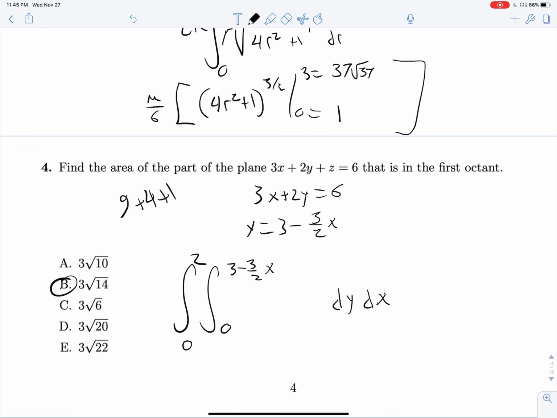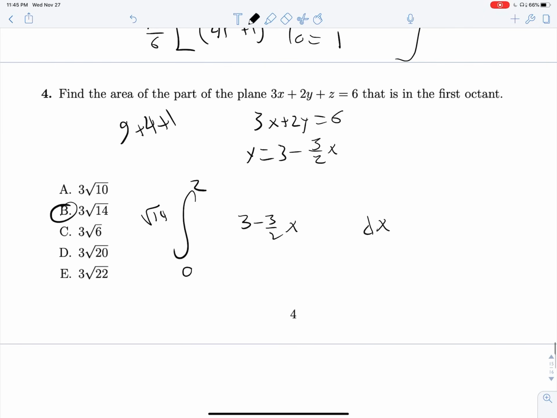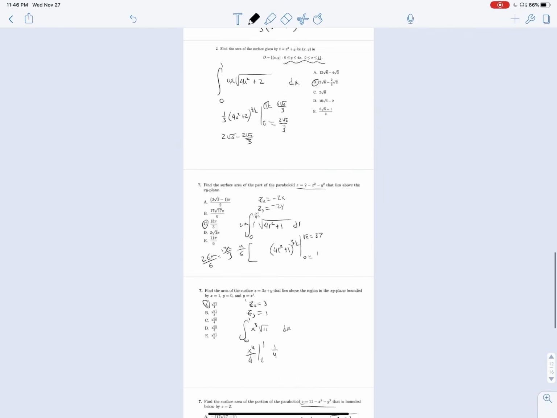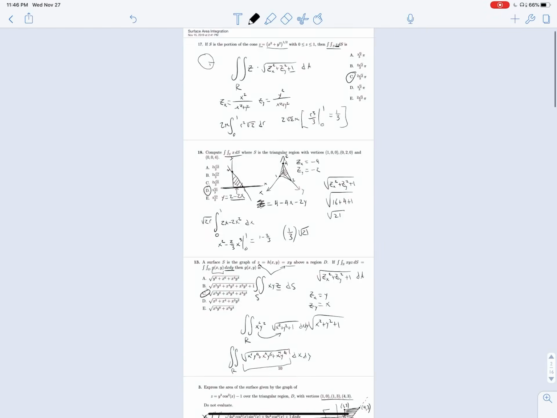But let's just make sure. So root 14 is in here, and because that's annoying to deal with, we're going to move it over here. Root 14, we have no y's, so this is all going to get multiplied in. 3 minus 3/2 x. So integrating, we're going to get 3x minus 3/4 x squared on 0 to 2. This is going to give us 0. This is going to give us 6 minus 3/4 times 4. So 6 minus 3, which is 3, times root 14 is 3 root 14. And we're done.